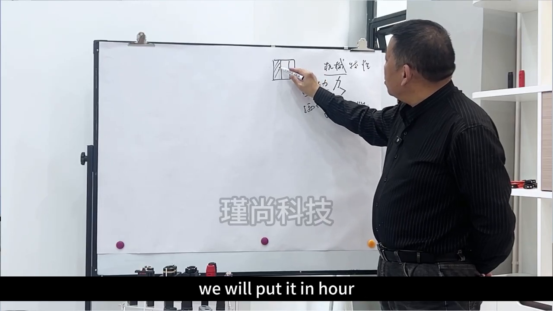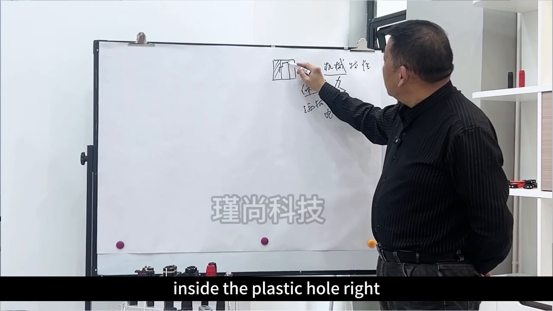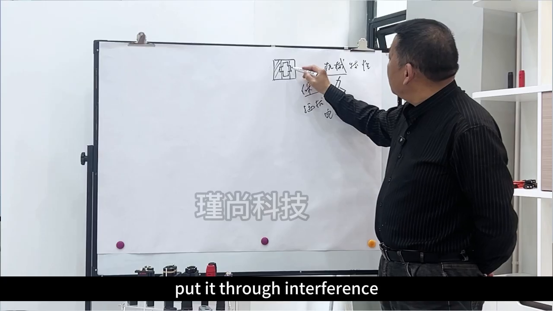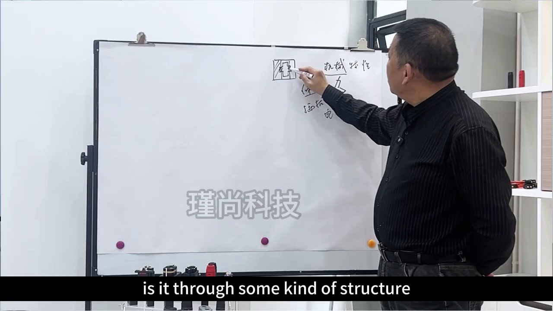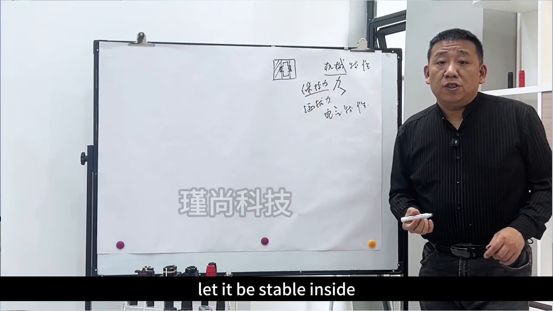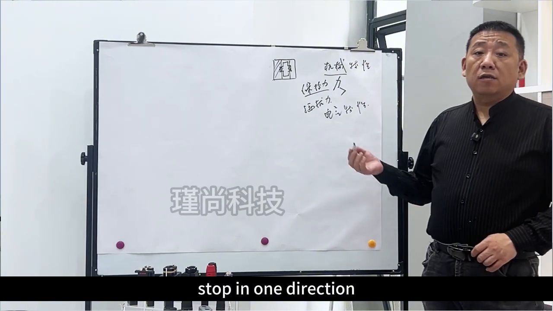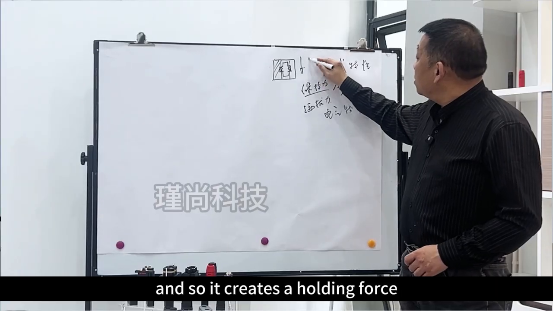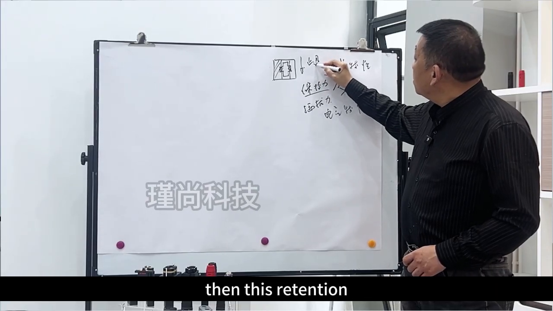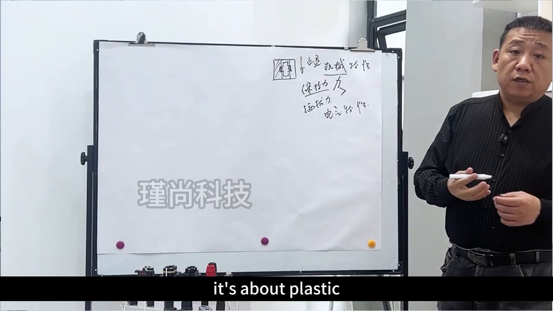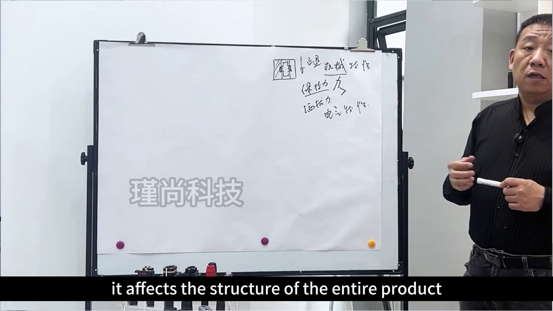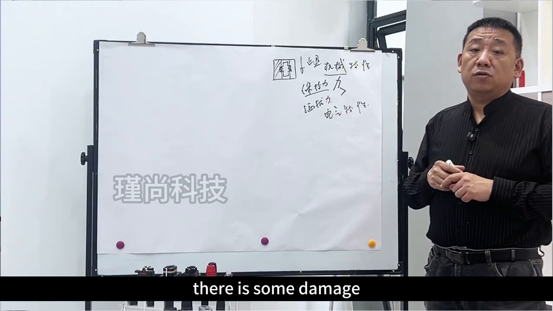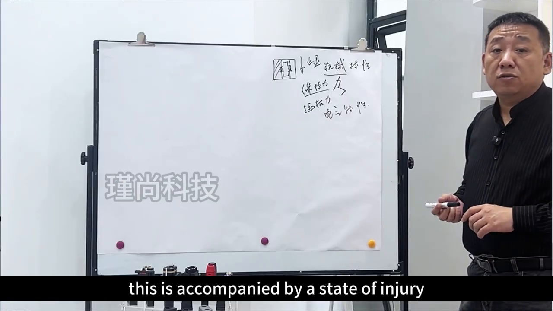Usually, we will put it inside the plastic hole, right? We will put a terminal, put it in through interference or through some kind of structure, let it be stable inside, stopped in one direction. Or it is permanently embedded in, and so it creates a holding force. Then this retention is about plastic. It affects the structure of the entire product. There is some damage, accompanied by a state of injury.